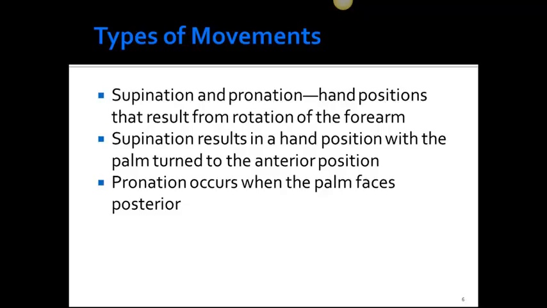So supination and pronation are hand positions that result from rotation of the forearm or the radius bone. Supination results in a hand position with the palm turned to the anterior position. So this means that the palm of the hand is turned facing up, and pronation occurs when the palm faces posterior, so the palm of your hand is facing down.